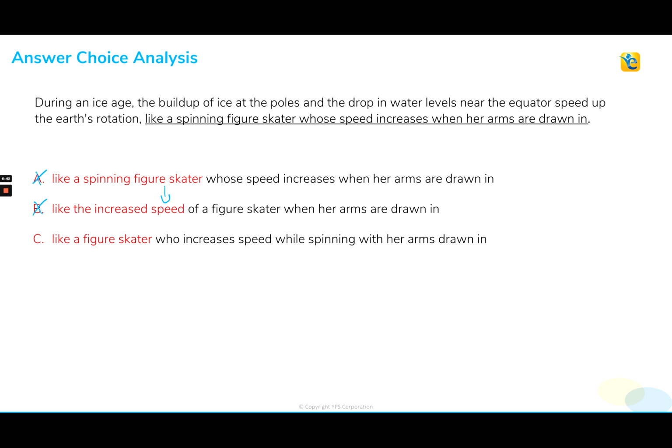Now, choice C here, again, we have the issue of the comparison with the logic. The two things are not being logically compared. We have like a figure skater. So again, we have that noun entity. And like certainly cannot compare the two processes. So this choice is out for sure. So we're going to reject choice C and move right on to choice D.